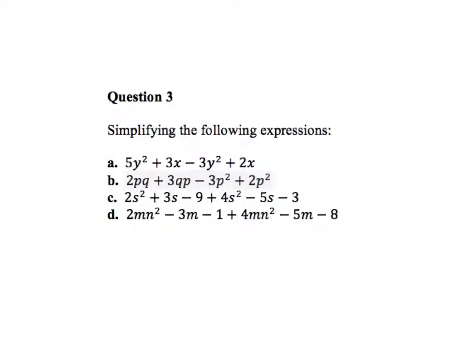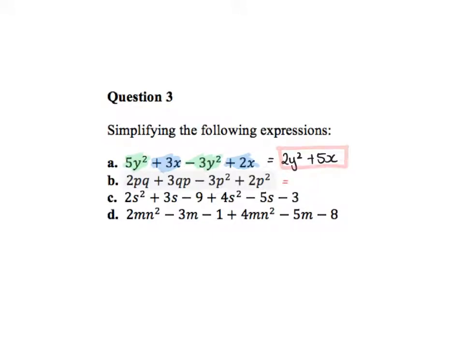Okay, when we're asked to simplify expressions, all we can do is group like terms. So in this first one, the 5y squared is similar to this 3y squared, and the 3x is similar to 2x. So we can group like terms to simplify. So for this one, it would be 5y squared minus 3y squared, so it would be 2y squared plus 5x. So that would be the answer here.